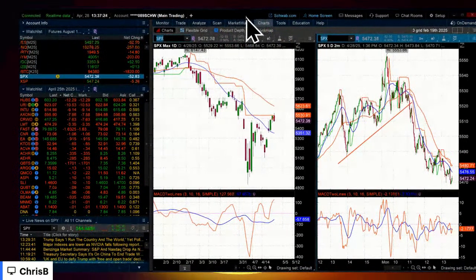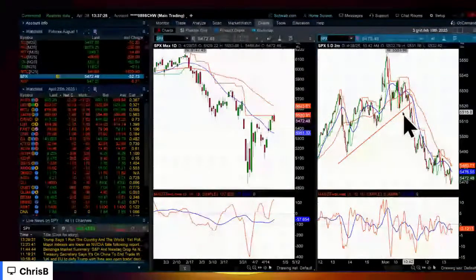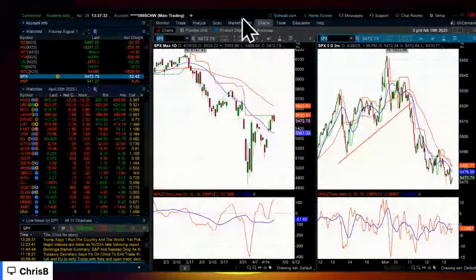So the whole idea is overbought. The SPX broke a trend line. So now you might say, well, are there any reasons to buy? Which is a good question because you've gone straight up.